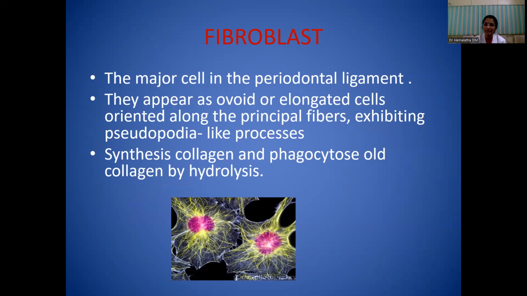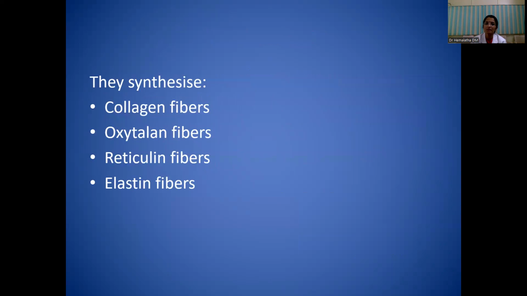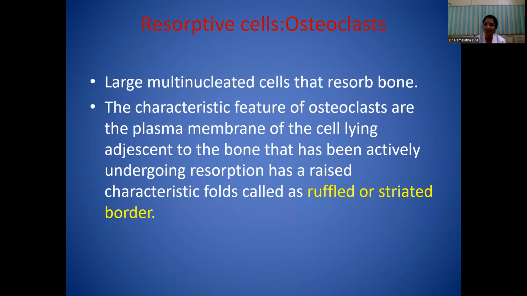Coming to the fibroblasts, these are the major cell components in the periodontal ligament. They appear as ovoid or elongated cells oriented along the principal fibers, exhibiting pseudopodial-like processes, which synthesize collagen, and they even phagocytose the old collagen by hydrolysis. They synthesize collagen fibers, oxytalan fibers, reticulin fibers, and elastin fibers.